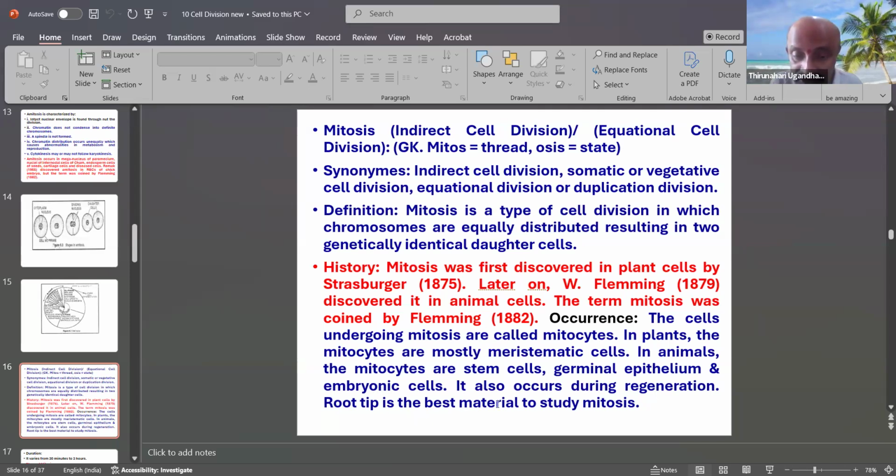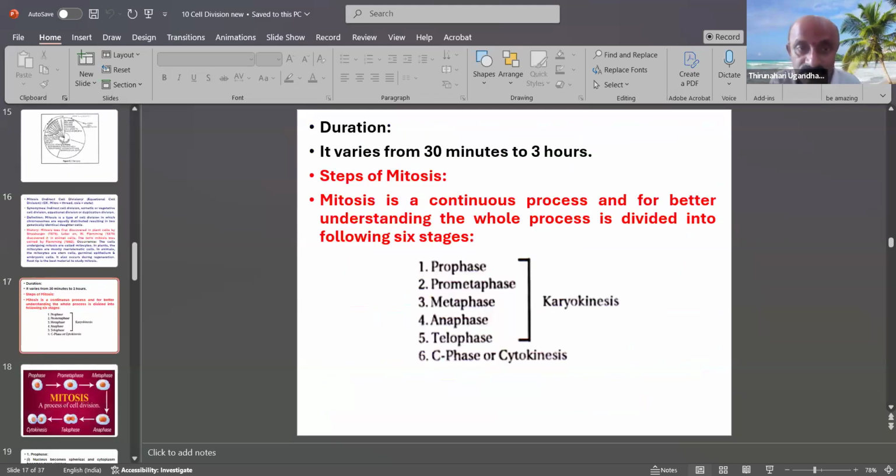The root tip is the best material to study mitosis. Root tip, shoot tip, node, and internode are the four major parts active in cell division. These cells are called meristematic cells, which are responsible for the growth and development of the organism. The duration of one cell division varies from 30 minutes to 3 hours.